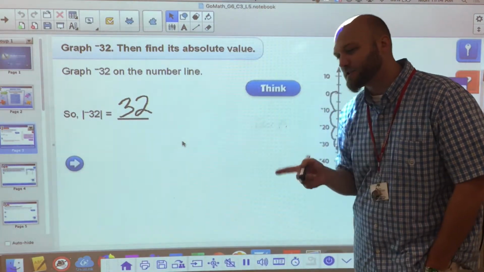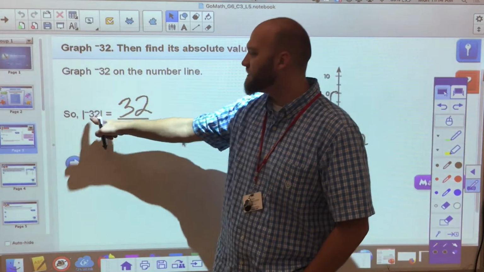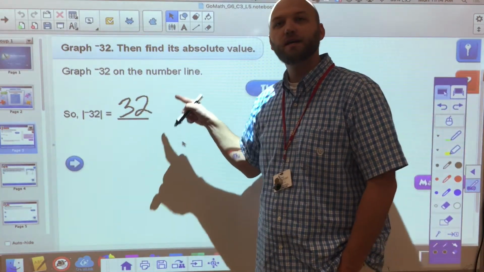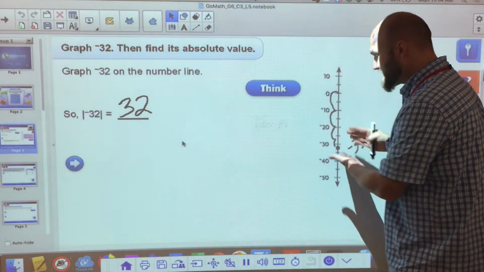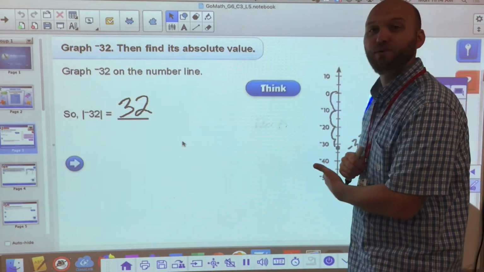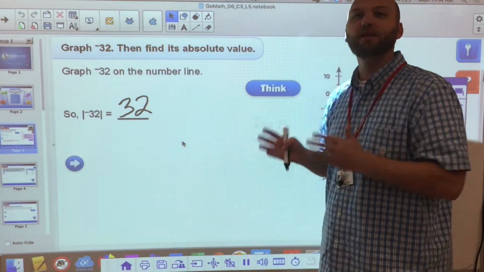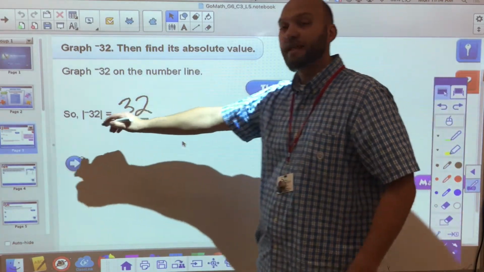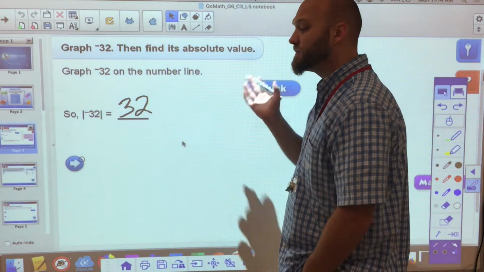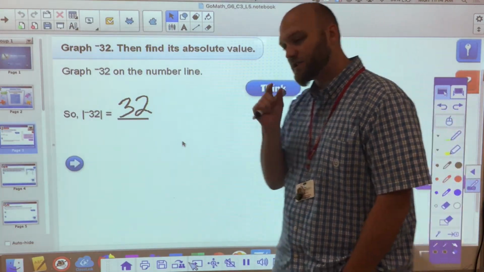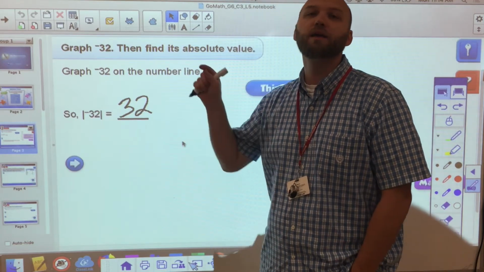Again, with absolute value, it doesn't matter if the number inside there is negative or positive, I'm always going to express it as a positive because I'm not asking, is this a -32? I'm asking how far away from 0 is -32. So it doesn't matter if it's the absolute value of -32 or the absolute value of +32, the answer is still going to be 32 because it's 32 units away from 0.